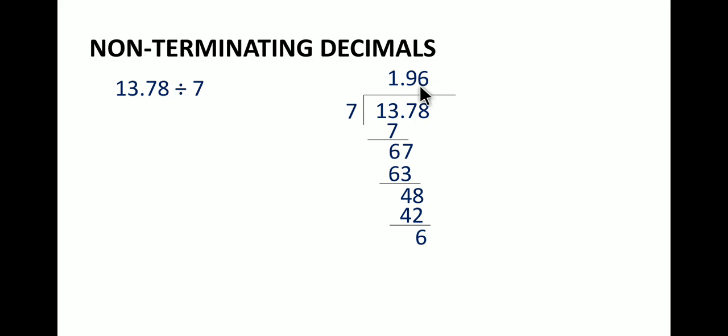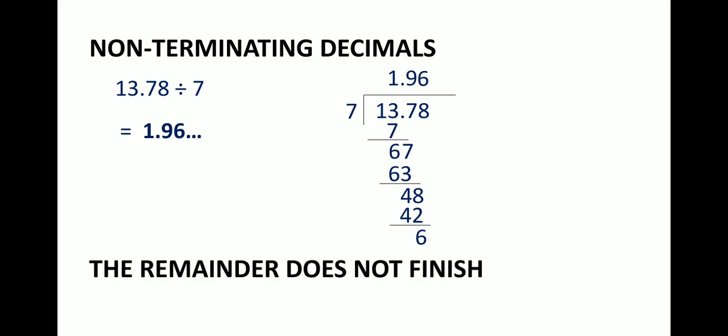So over here the answer is 1.96 and so on. This means that the remainder does not finish, and it means that if you keep on doing the division continuously, it will keep on moving forward. So this kind of decimals which keeps on coming, which is continuous, is called non-terminating decimals.